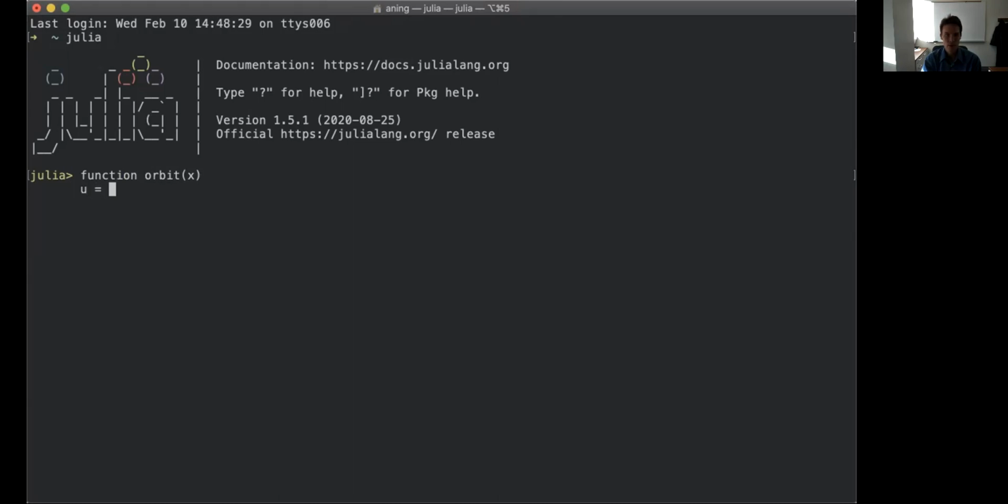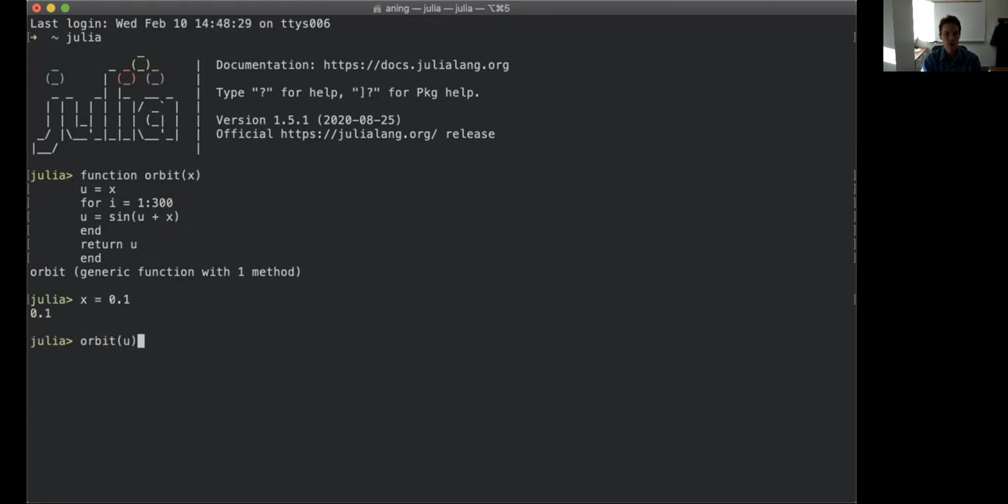We'll say u equals x, and for i equals 1 to 2, let's just do some really big number so we can be sure that we're going to get an exact number here, because we're going to compare. We want to see if this is exact. u equals, I'm trying to remember what the problem was, u plus x, is that right? And then let's return u. That's it. So let's say x is 0.1, for example, and we could evaluate our function at x, and let's say that's what u is.